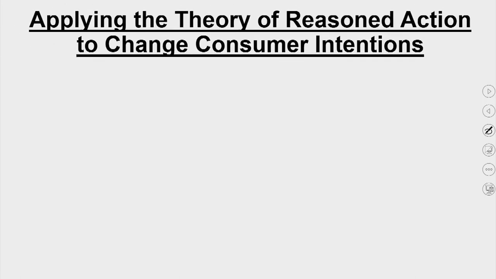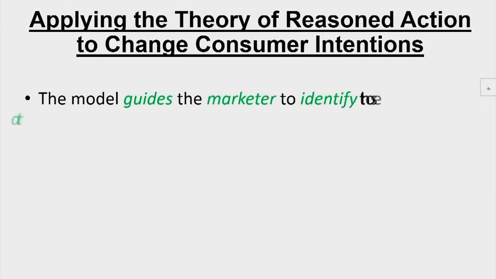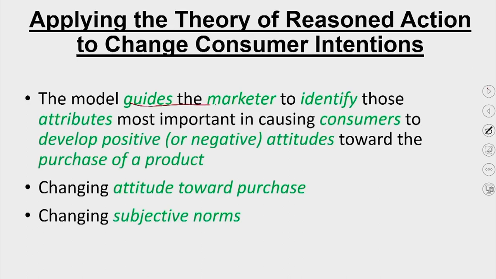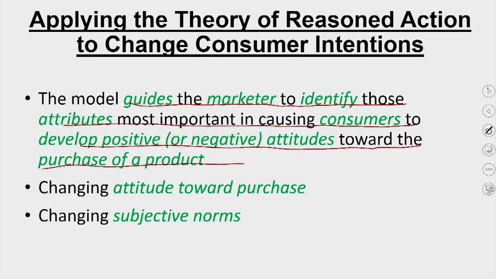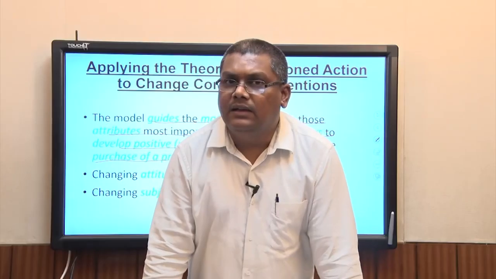And then, how do I apply the theory of reasoned action to change consumers' intention? First, the model guides the marketer to identify those attributes most important in causing consumers to develop positive or negative attitudes toward the purchase of the product. So, the first thing that the marketer can do is find out those attributes which make a product likable. That's it.